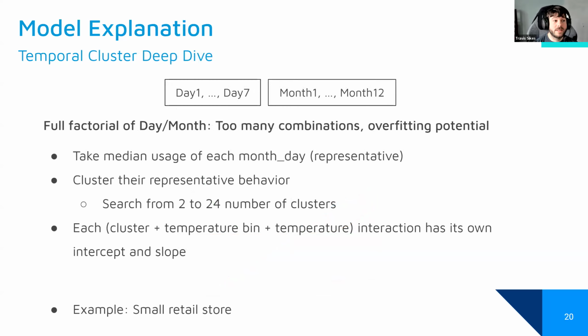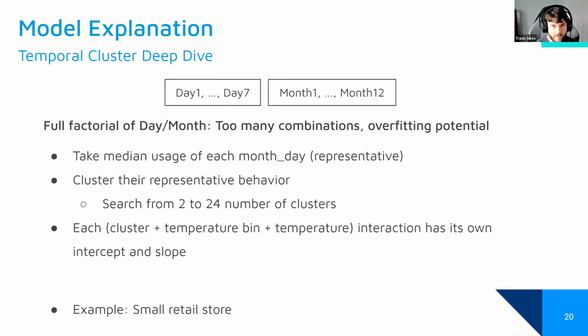Now let's move on to temporal clustering. So I had said that we used day of the week and month of the year. Now, if you do a full factorial, or all of the possible permutations of the day of the week and the month, you end up with, I think it's 84 combinations, which is likely to give us a rather overfit model. So it's too many combinations. We wanted to reduce that down. So what we do instead is we create clusters of the days of the week and the month combinations that behave similarly to each other.